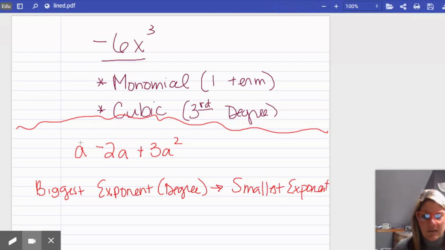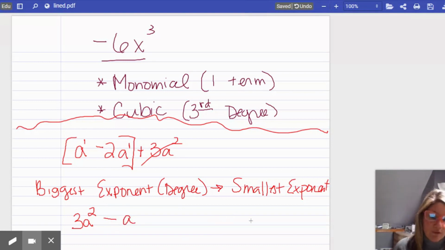So in this case, 2 is my largest degree, so I'm going to start off by writing 3a squared. Then I have these two terms that are actually the same. They are like terms and I can combine them because this is a to the first power and this is also a to the first power. So I have 1a minus 2a, which is negative 1a. You could write a 1, you don't have to.